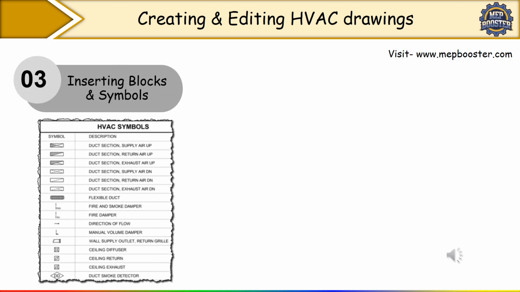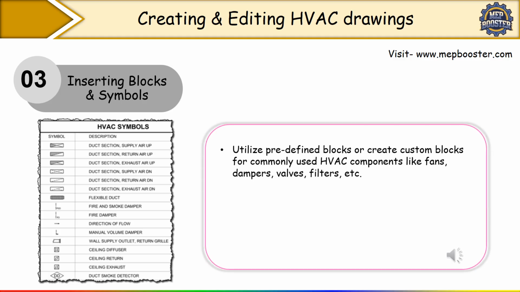Third one is inserting blocks and symbol. Now utilize predefined blocks or create custom blocks for commonly used HVAC components like fan, dampers, valve, filters, etc. Okay, so utilizing predefined blocks or creating custom blocks for commonly used HVAC component in AutoCAD can significantly streamline the drafting process and maintain consistency across drawing.